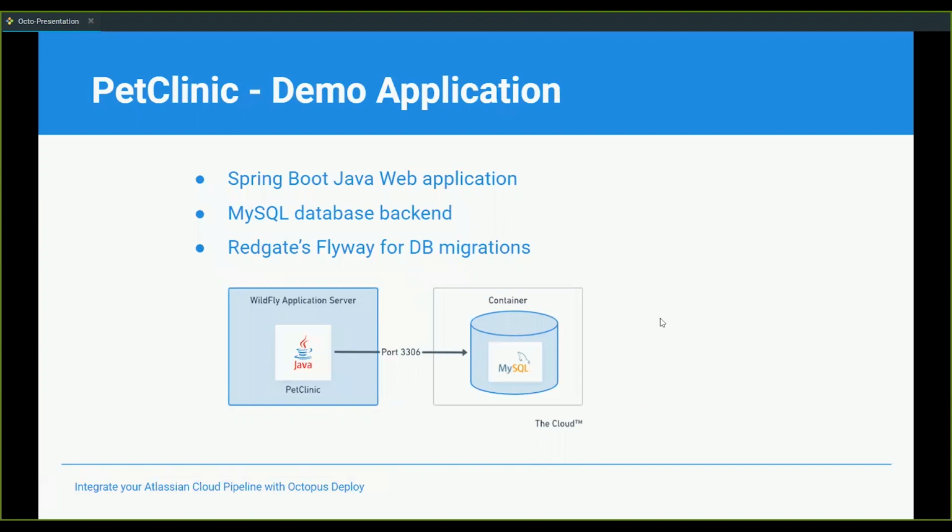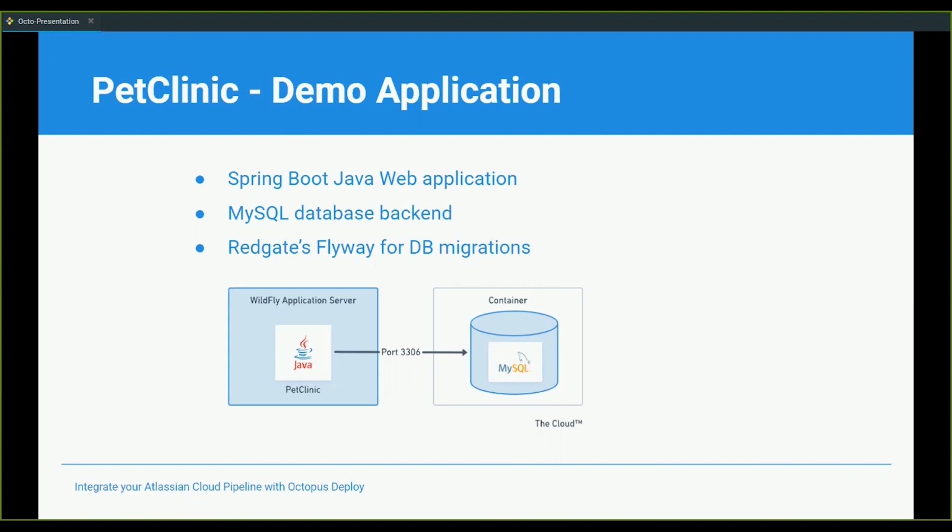So now let's briefly talk about the sample application I'm going to use in the demo for some of these integrations. Now, it's called PetClinic. PetClinic is a Spring Boot Java web application. It's been around for quite a while, and it allows you to manage a fictitious vet clinic. Now, the app itself is hosted on a Wildfly application server, as you can see here, and it uses a MySQL backend for its database, and we're also utilizing Redgate's Flyway tool to perform database migrations today.